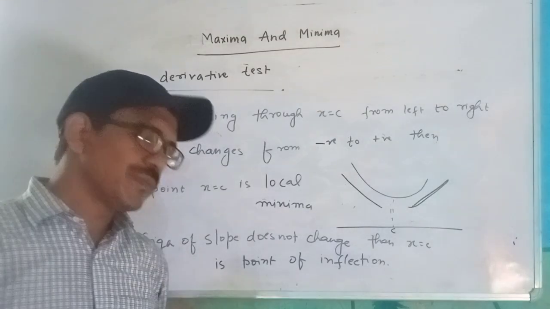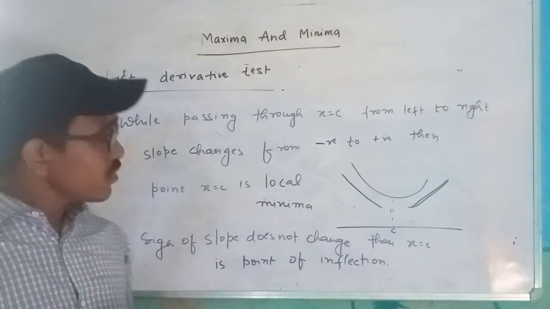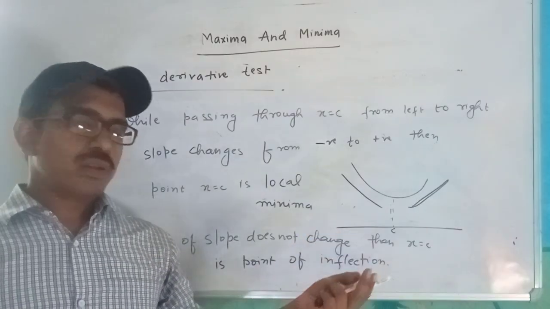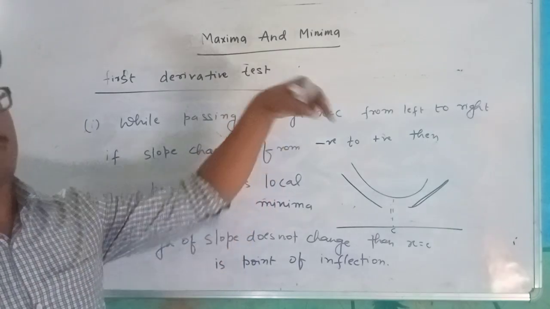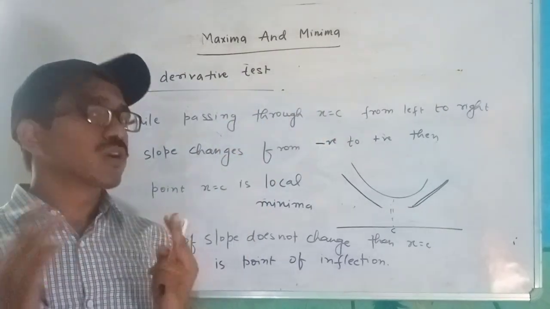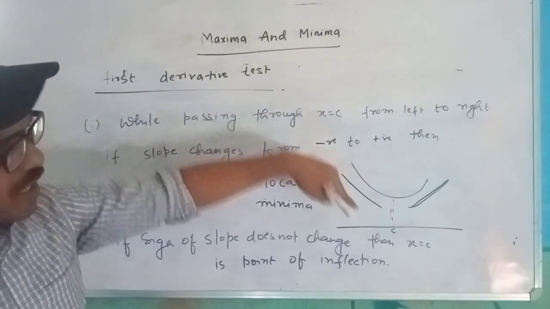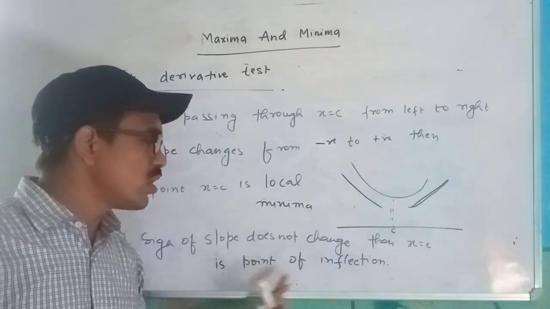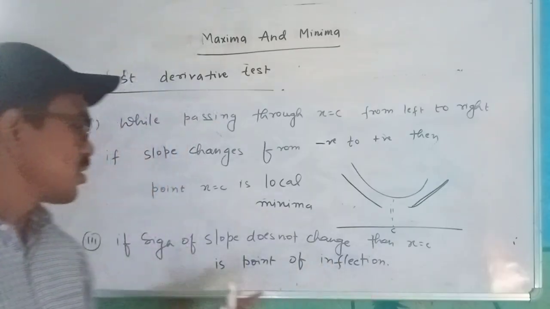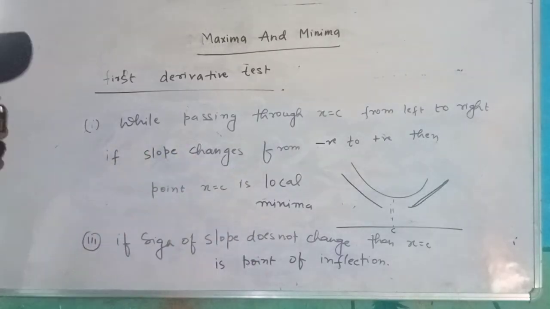So what is the first derivative test? It says that while passing through a point on the x-axis, if the slope of the graph changes from positive to negative, then the point will be local maximum. And if the slope of the graph changes from negative to positive, then it will be the local minimum. If there is no sign change, then we call it point of inflection. Okay, so let's see a quick example of point of inflection. Before that, note it down.